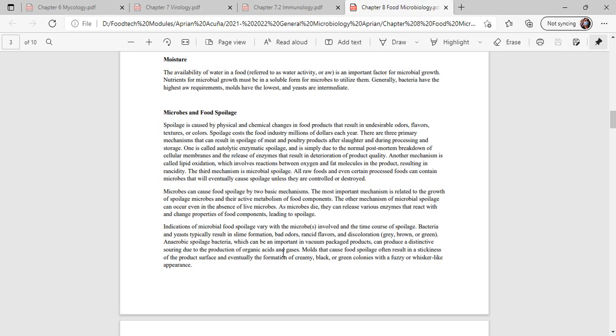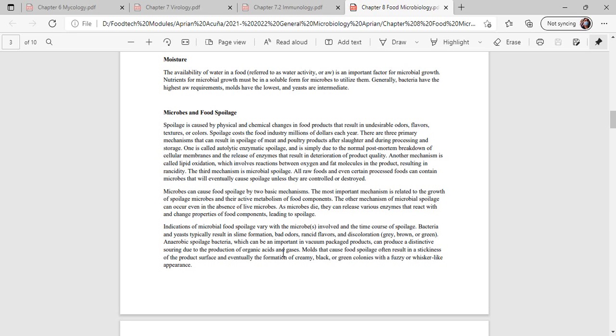Raw food and even certain processed foods contain microbes or microorganisms that will eventually cause spoilage unless they are controlled or destroyed. That's why we pasteurize our food. Meaning, we kill the contaminants or microorganisms.